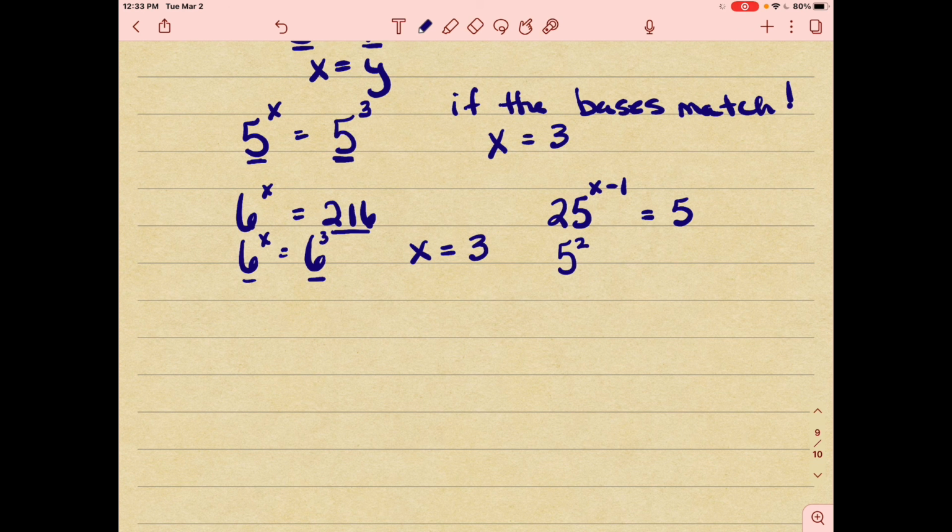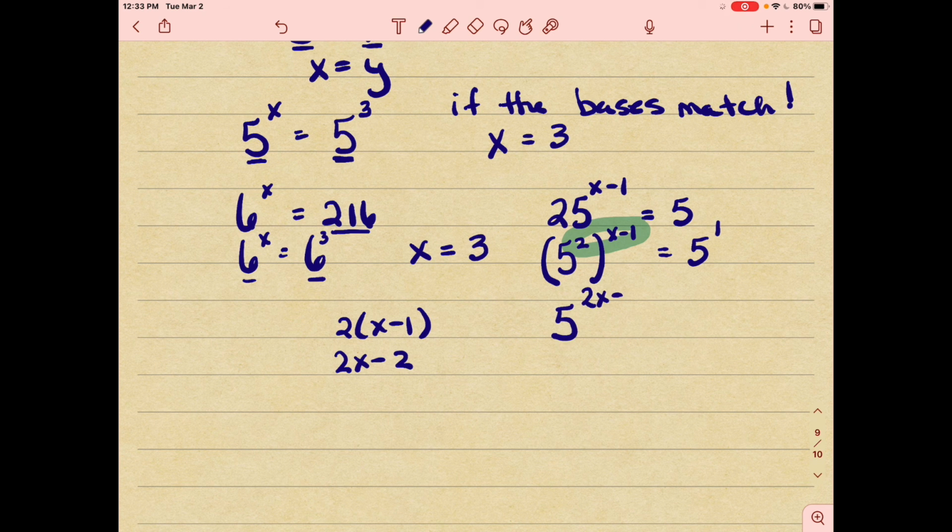is the same thing as 25. We still have to keep it to the x minus 1 power. Aha. Does that make sense? 5 squared is 25, and 25 to the x minus 1 equals 5. And this is just going to have a 1, right? So let's make this just a little easier to work with. Remember, we multiply exponents like that, so we're actually using the distributive property, and we're going to call this 2x minus 2. So this is 5 to the 2x minus 2 equals 5 to the 1.